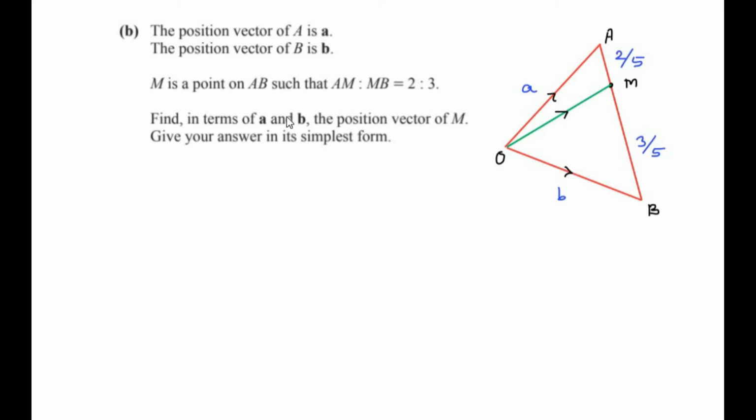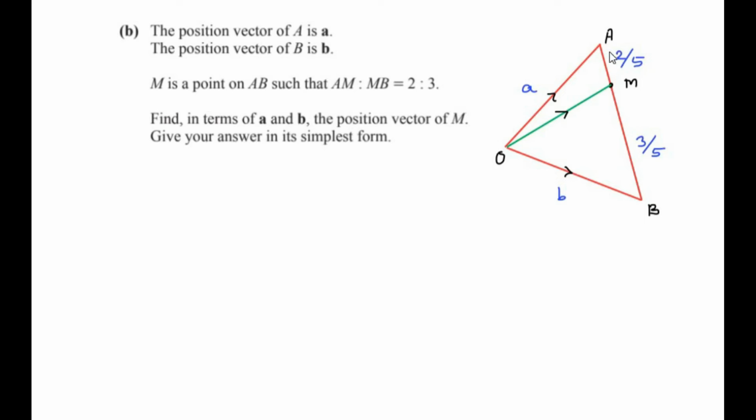Now to understand this question, I have drawn a rough figure over here. O is the origin from which the position vector of A is drawn. That is, OA represents the position vector of A. OB represents the position vector of B. So it is marked as small a and small b. And M is a point on AB. You can see I have marked M over here. And it is placed in such a way that it divides AB in the ratio 2 to 3.